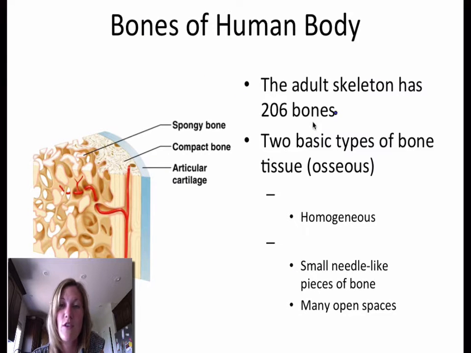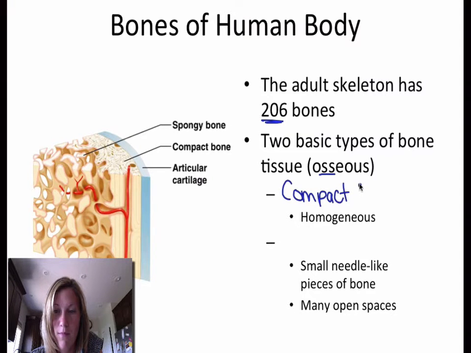Okay, so bones of the human body. The adult skeleton has 206 bones. There are two types of bone tissue, or osseous tissue. Remember that bone's a tissue from a couple chapters ago. The first is going to be compact bone. So that's one type of bone tissue, is compact bone.